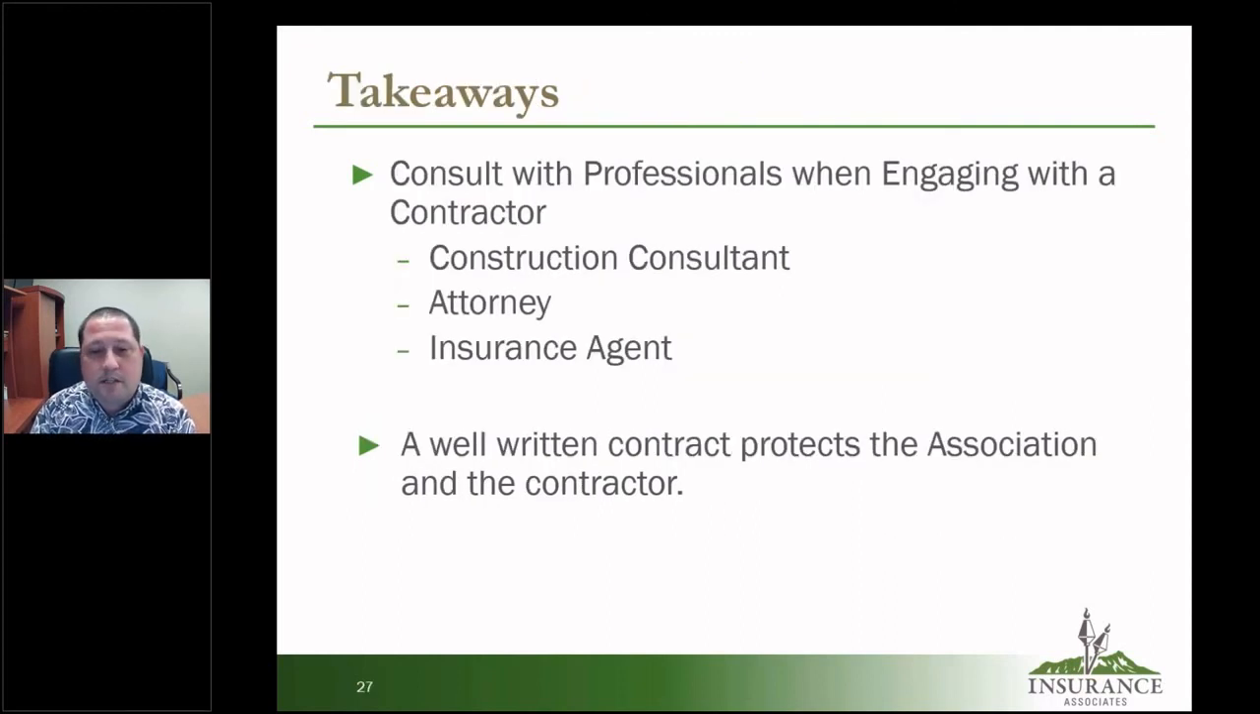So the takeaways I hope you get from my presentation are that contracts are not one size fits all. Different exposures necessitate careful review by your consultants, your attorney, your insurance agent, and your construction manager. Don't just assume that the contractor does this work all the time, so it should be fine to sign their contract without reading it.